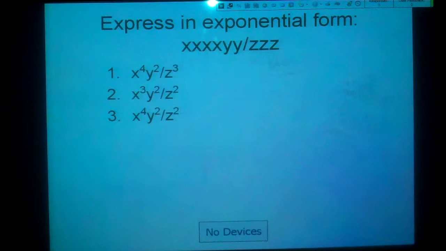Expressed in exponential form. Here, everything's being multiplied on top.